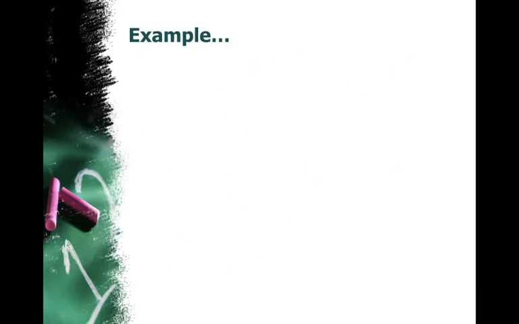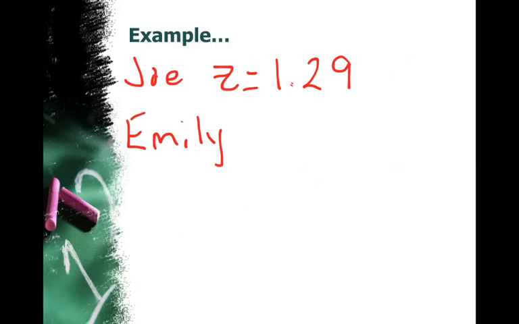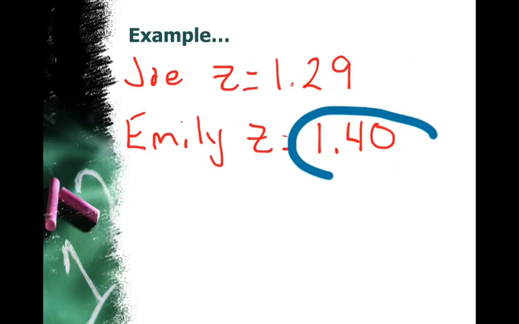Well, here we have Joe. His z-score was 1.29. Emily, she had a z-score of 1.40. And so when you compare z-scores from one another, the one who is further from the mean is going to be the person who performed better. And so here, Emily has the better z-score. It's further from the mean than what Joe's z-score is. And so here, Emily scored better.